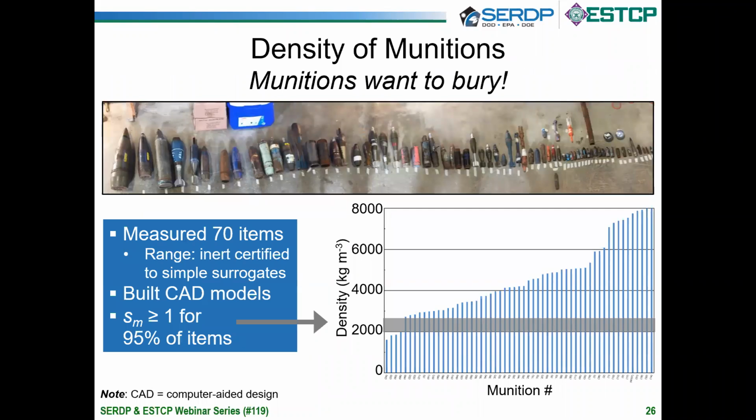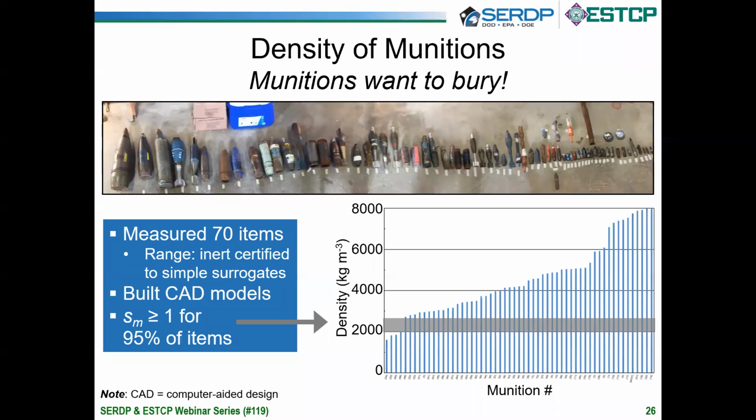So, density of munitions. Turns out that if you believe my graphic I showed you a couple slides ago, and then you go and interrogate a lot of different surrogate and inert certified munitions, you will find that they have a density that makes them want to bury. And so here we went to Blossom Point. Thank you to Dan Steinhurst and Glenn Harbaugh. We measured 70 items that are all laid out in the picture across the top, and they range from inert certified to simple surrogates.